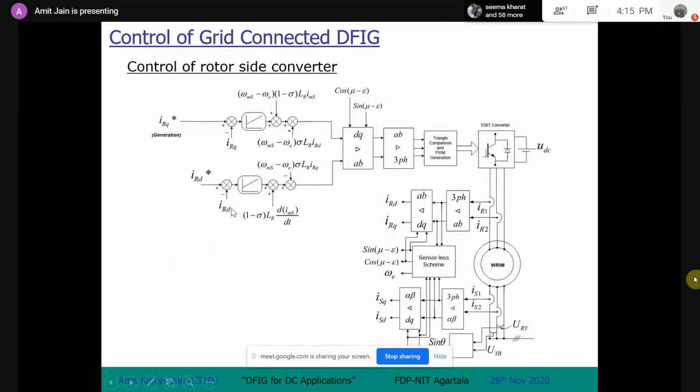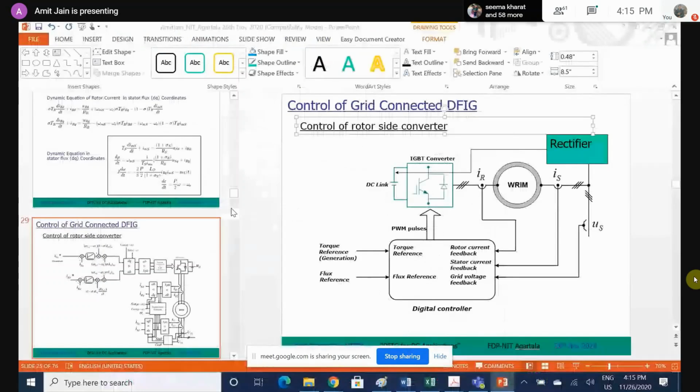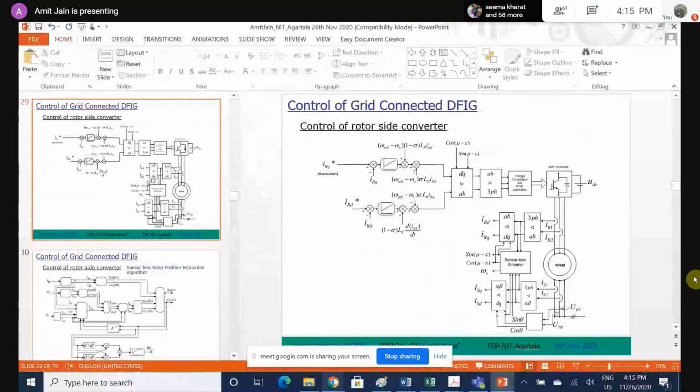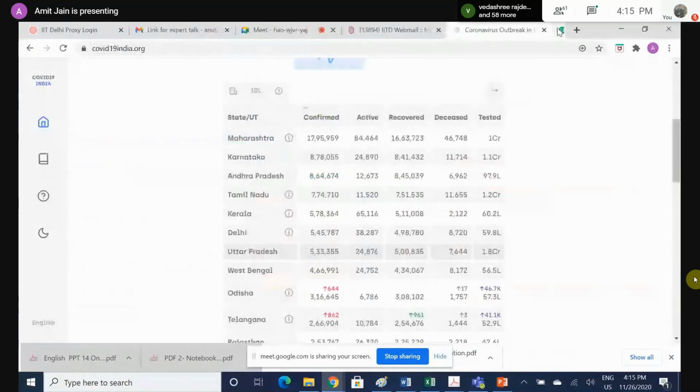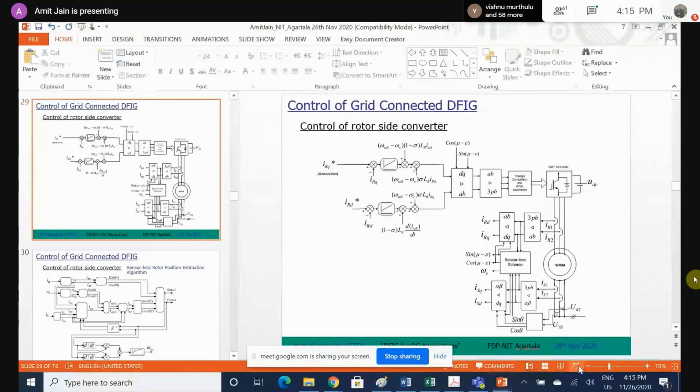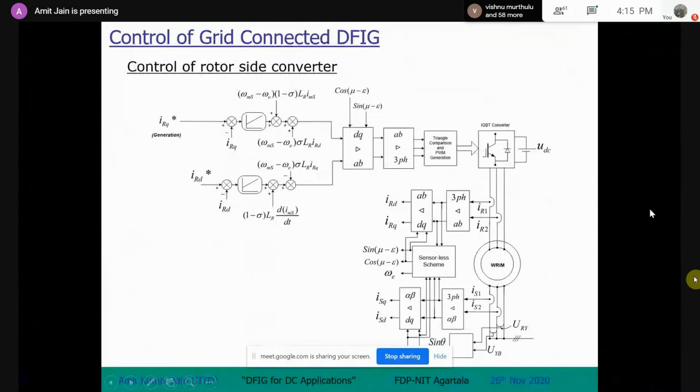Sorry, some sounds are coming. One minute. I think this WhatsApp is creating a problem. Okay. Now our whole world is PC.